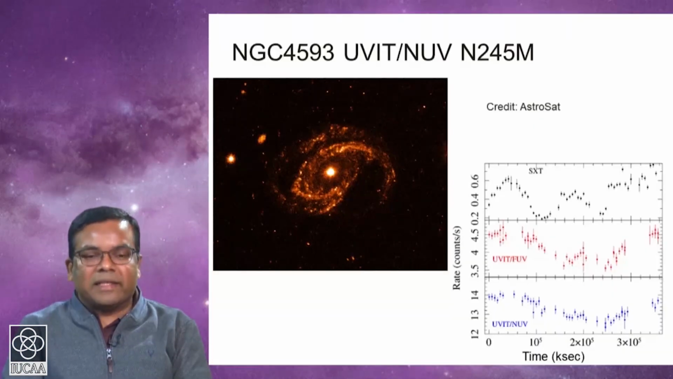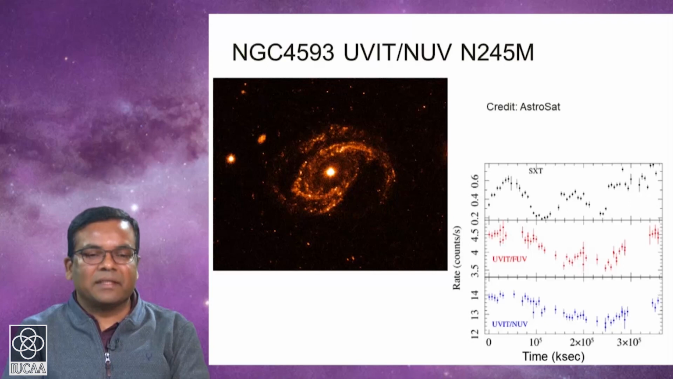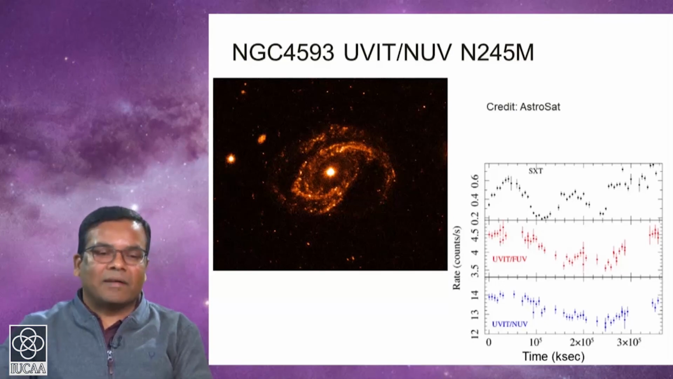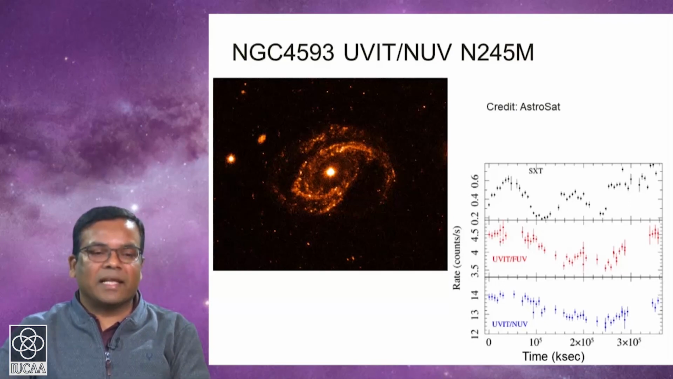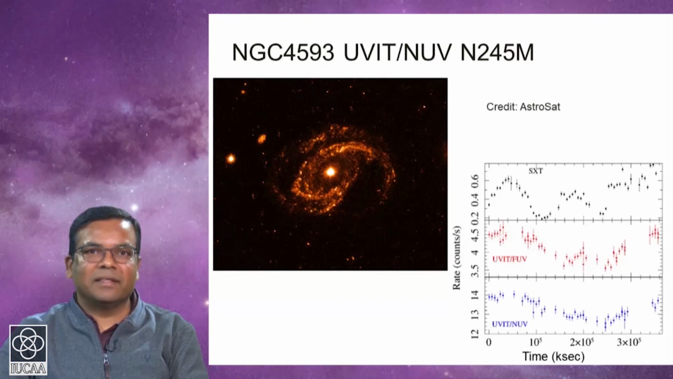I will tell you some of the results from this Indian mission AstroSat. This is the ultraviolet imaging telescope image of the galaxy NGC 4593. This was taken with the UVIT, the near UV telescope, using one of the filters. This bright central region is essentially an active galaxy.